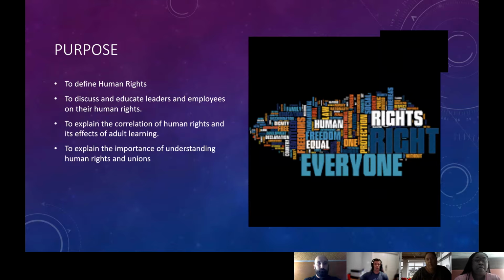Purpose. The purpose of this workshop is to define human rights, to discuss and educate leaders and employees on their human rights, to explain the correlation of human rights and its effects on adult learning, and to explain the importance of understanding human rights in unions.